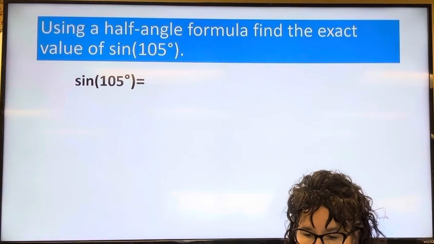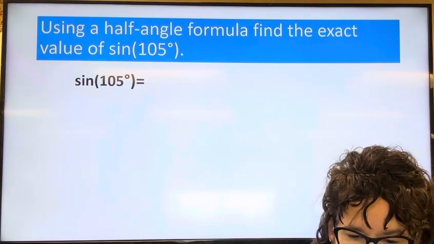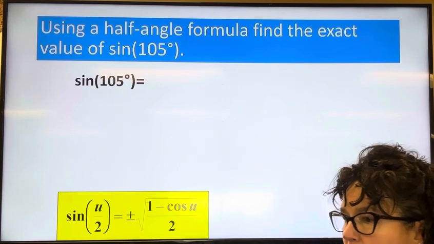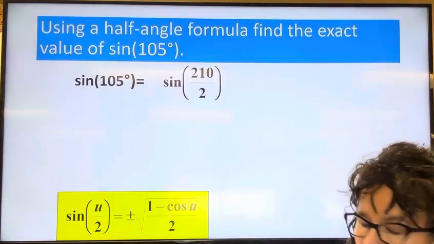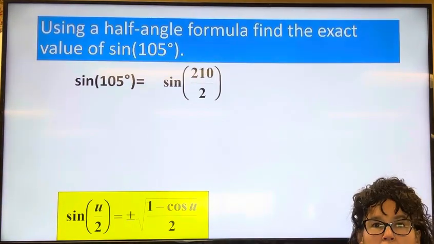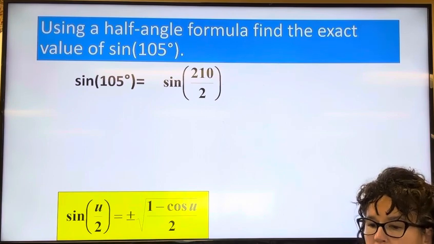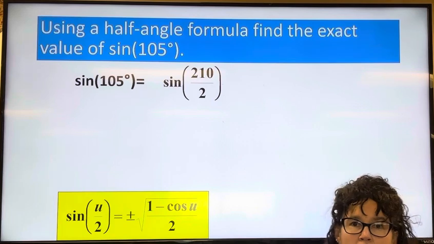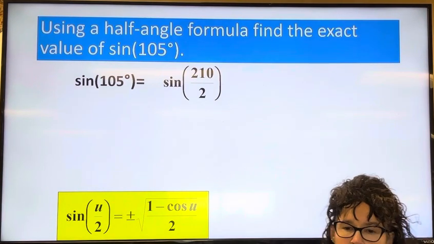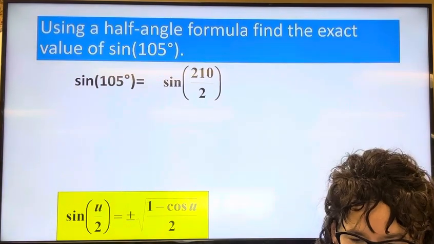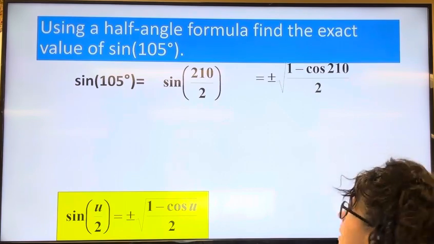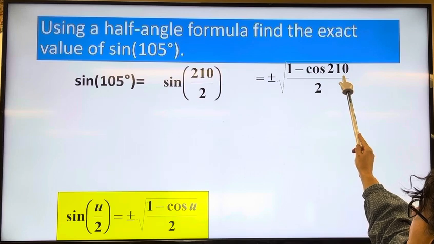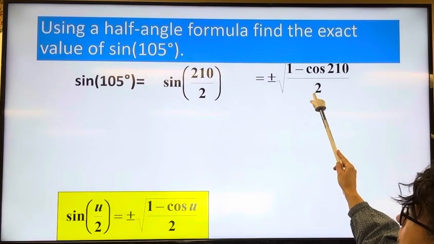I can rewrite 105, and I'm just going to jot down here the half-angle formula I'm about to use, but I'm going to rewrite 105 as 210 divided by 2, and the power in doing that is 210 is on my unit circle. Okay, so now applying the formula, I have plus or minus the square root of 1 minus cosine of 210 all over 2.